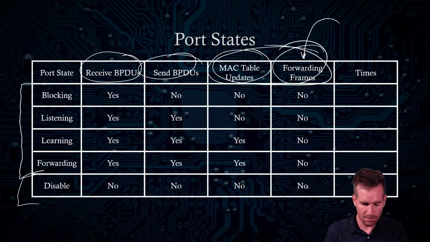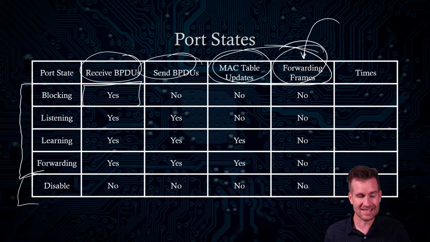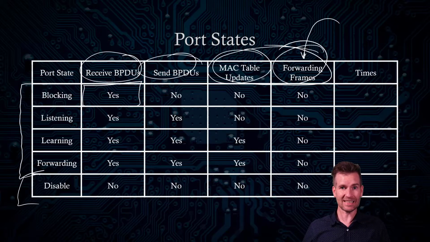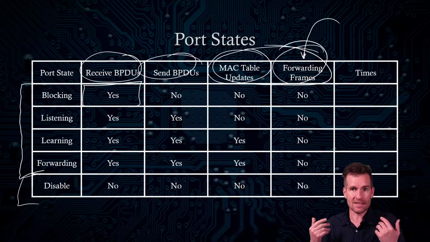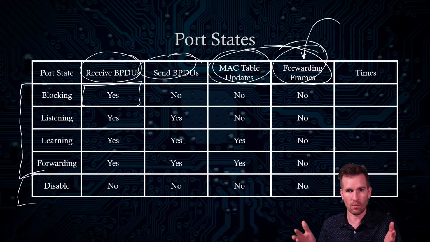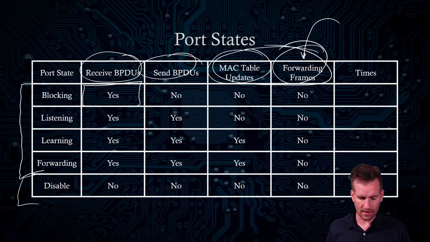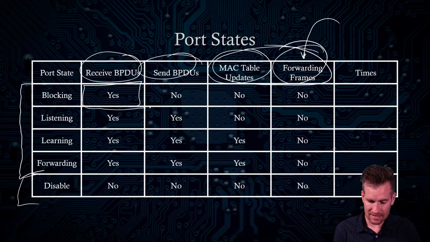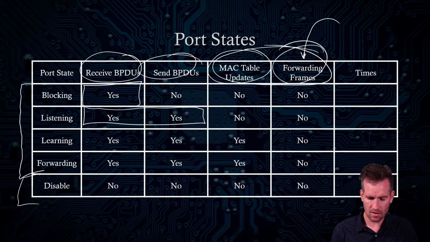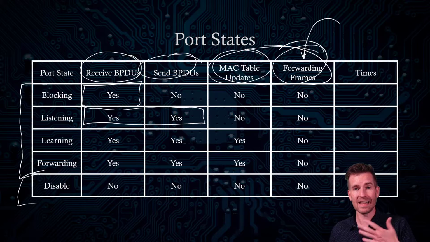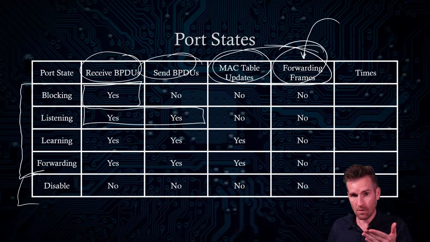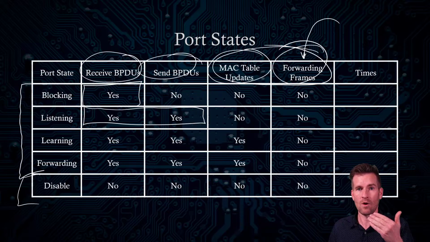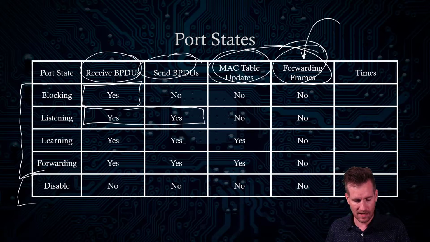And what we can see is in the blocking state, it just receives bridge protocol data units. So the first thing it does, it says, I don't want to get too involved here. I just want to see what's happening and see how I can be part of this network and where I'm going to fit in. Then it goes into listening mode, which sends bridge protocol data units as well as receives them. So it's both sending and receiving at that point in time. Now it's fully participating in spanning tree protocol. Until the listening mode happens, we don't get full participation in spanning tree protocol.